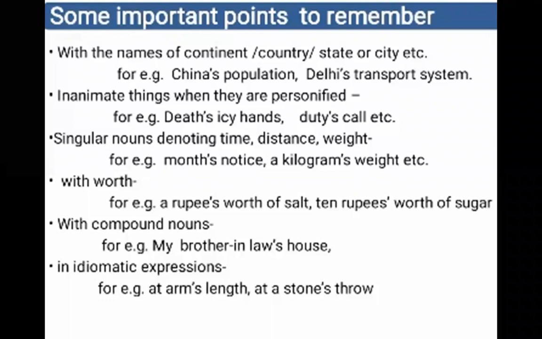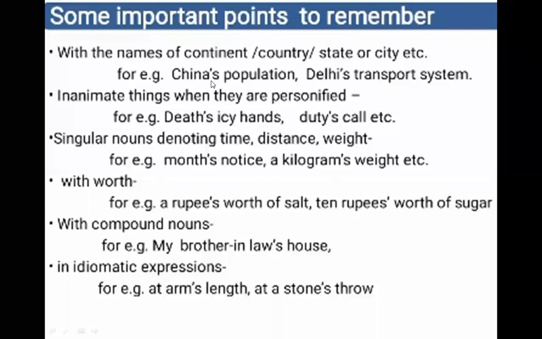Now some important points to be remembered. Where this apostrophe S can be used with the non-living thing. These are the exceptional cases. With the names of the continent, country, and state or city, it can be used. You know, this China is not a living thing, but it is the name of a country. So with the name of country, continent, state, and city, Delhi's transport. Usually you might have seen this kind of use.